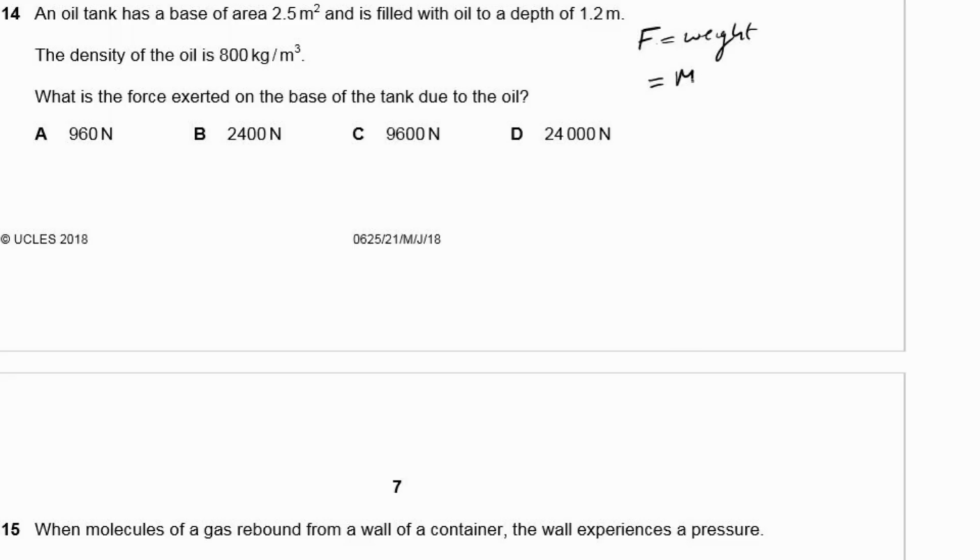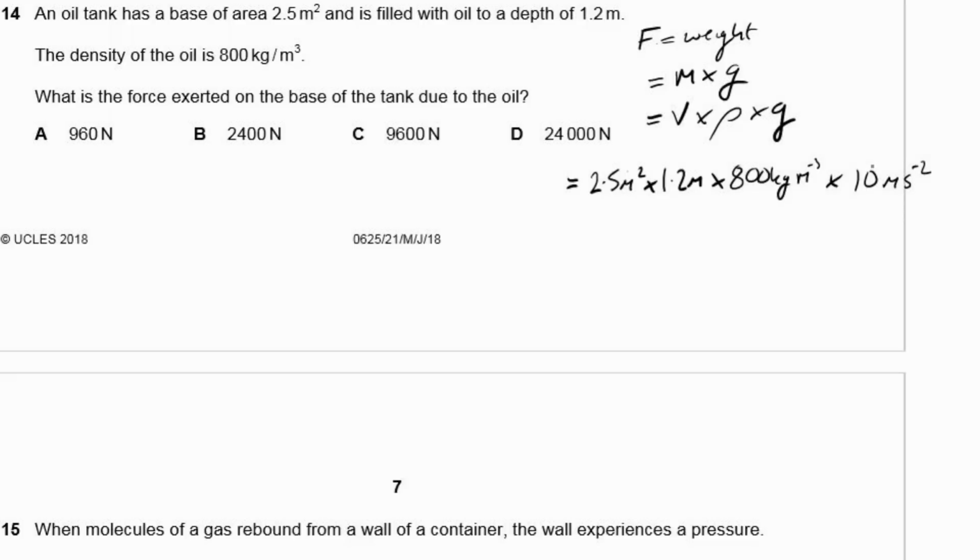So that is given by mass times gravity. Now the mass is given by the volume times density. There we are. So let's put that in. And the volume, of course, is the area times the height. So 2.5 meters squared times height of 1.2 meters times the density of 800 kilograms meters to the minus 3 multiplied by gravity, which is 10 meters per second squared, and that will give me a value of 24,000 newtons. There we go.